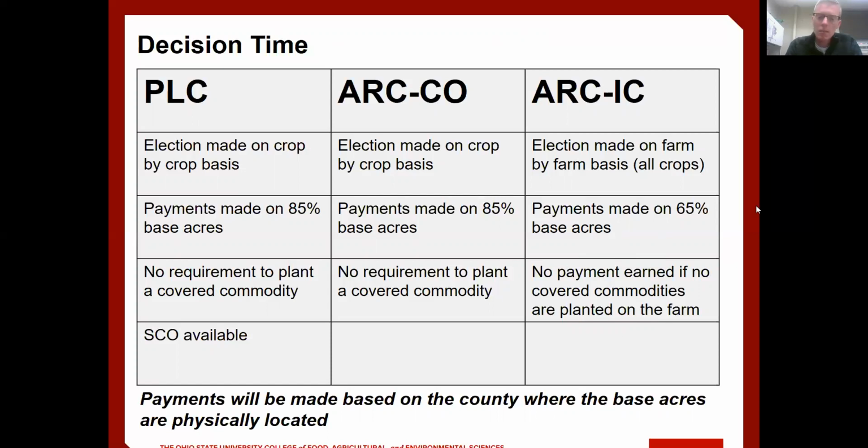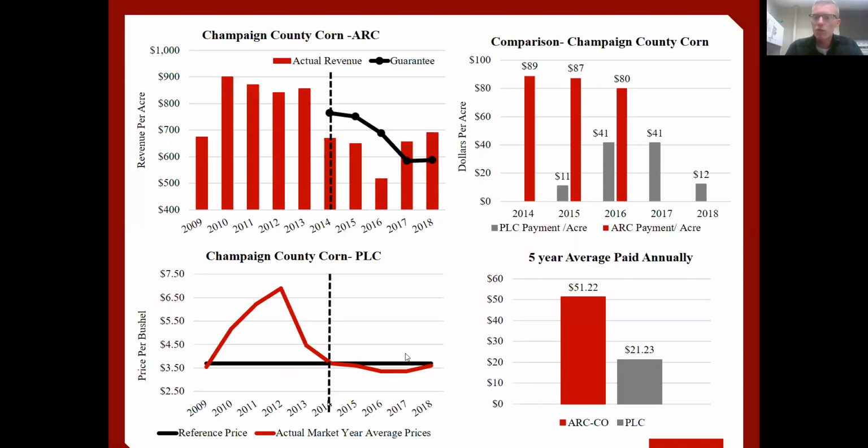Okay, so these are some of the important distinctions for both the Ark County and the Ark individual programs. The supplemental coverage option through crop insurance is not available. So just something to keep in mind as you move forward. These are graphs from our decision tool that we have on our website, and we also have a webinar based on that. But as you can see, this slide shows you the historical performance of Champaign County here in Ohio. Again, this black line is the historical benchmark.